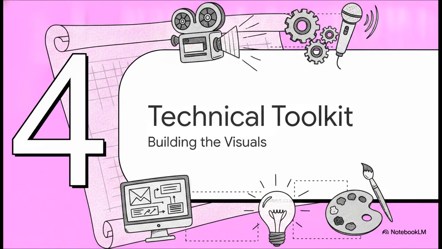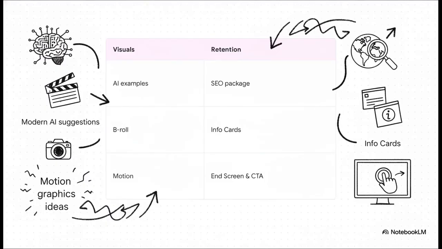All right, on to section 4, the technical production toolkit, building the visuals. Now that we've got the ground rules set, let's categorize the blueprint's raw list of technical inclusions to see how this machine really operates. On the visual side of things, we've got our modern AI examples, B-roll suggestions, and motion graphics ideas. But then on the retention side, we have the complete SEO package, info cards, the end screen, and the CTA. It's basically a perfect split between what you actively see on screen to understand the topic and the back-end strategies working quietly to keep you interacting with the material long-term.